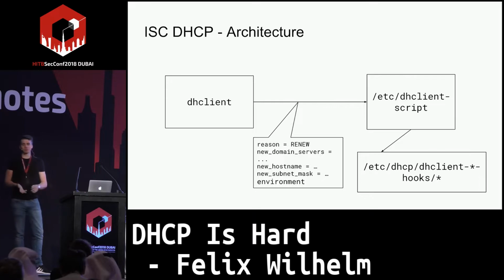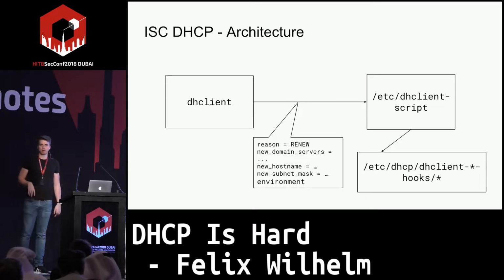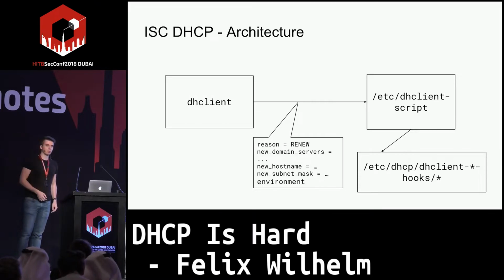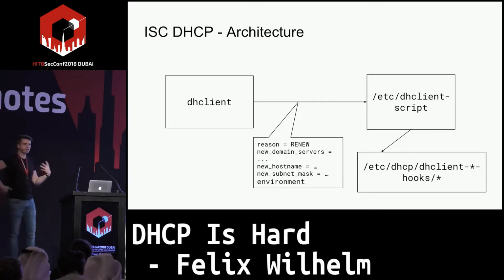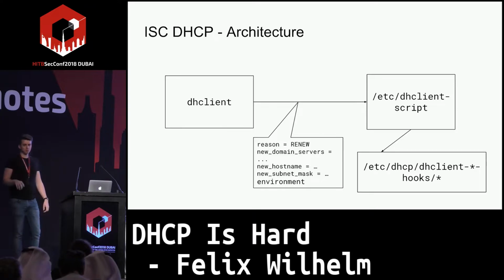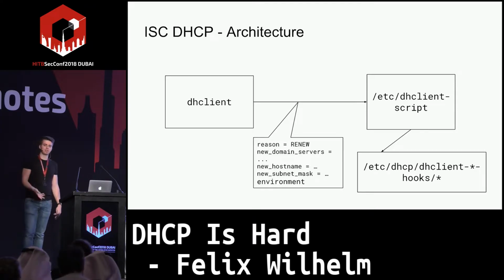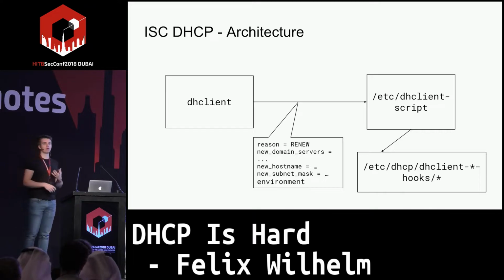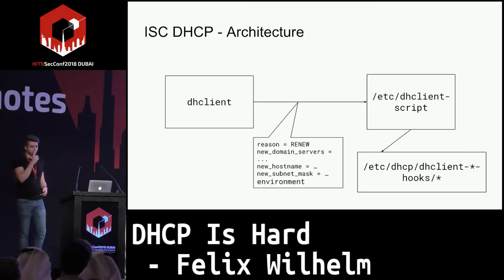And the way dhclient traditionally does this is by invoking a helper tool. The helper tool traditionally is called /etc/dhclient-script. And all the options like the new IP address, the new host name, the new domain servers get passed as environment variables to that script. The script can apply system configuration and it can also invoke these hooks in the /etc/dhclient-hooks directory. So you can put additional bash scripts in there and they will get invoked whenever the interface changes its state.